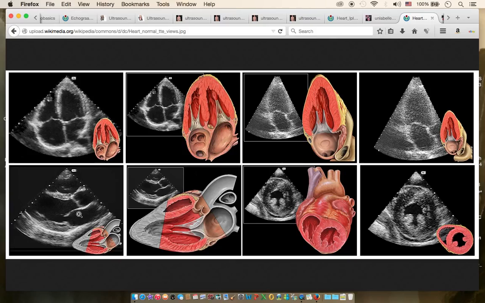Why, in the echo picture, do two cusps appear, not three? Because this is a two-dimensional echo, not a three-dimensional echo. So the two cusps appear.